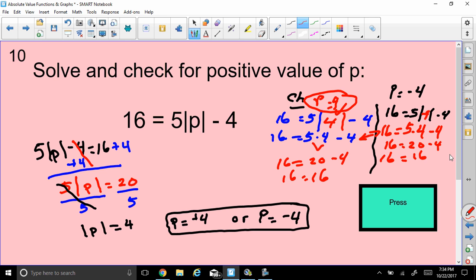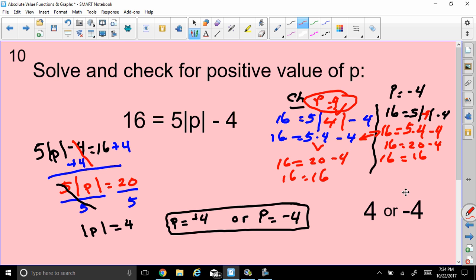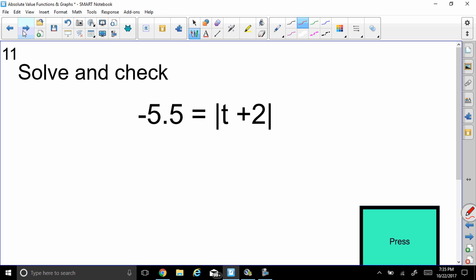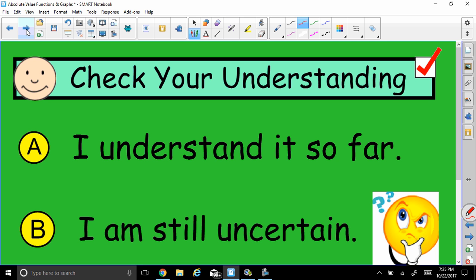So this checked out nicely. This was a nice problem. So if you got 4 and negative 4, but they were looking for the positive value, so the positive value is 4. Nice question. So check your understanding. Here's an interesting question that I think you'll like. So let me see what you got on this one. Solve it and check it. Be interested in what you got. That way I'll know you understand it. If not, bring in your questions and we'll talk about it in class tomorrow.